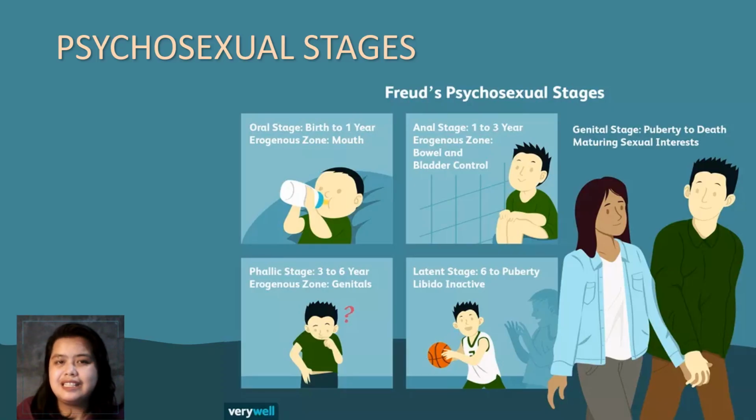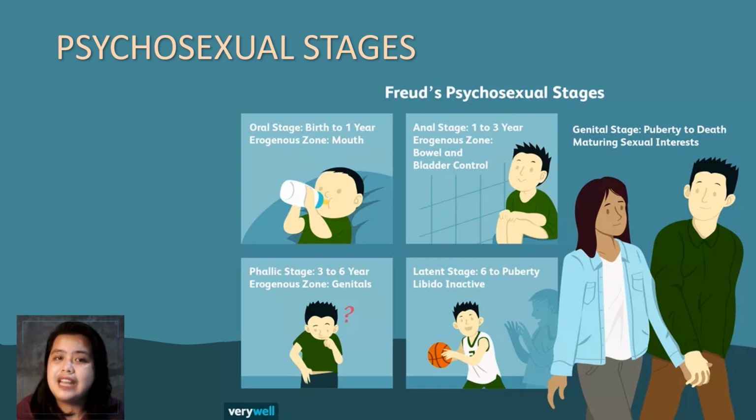Kasama din sa diniscuss na Sigmund Freud yung psychosexual stages. There are 5 psychosexual stages according to Sigmund Freud. Ano yun? Yung una is the oral stage or birth to 1 year. At yung erogenous zone sa stage na to is the mouth. Kaya kung mapansin nyo, yung fixation ng bata pa tayo is focused on the mouth. Diba? Minsan nagta-thumbs up. O kaya yung pag-dede or breastfeeding.